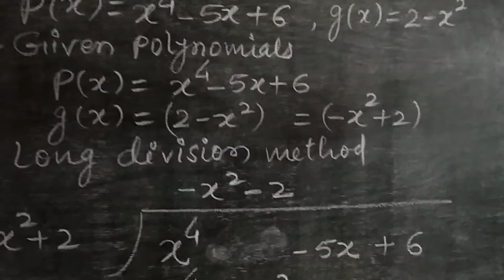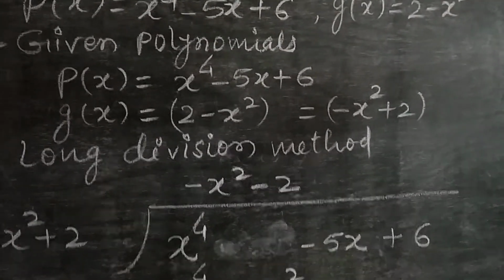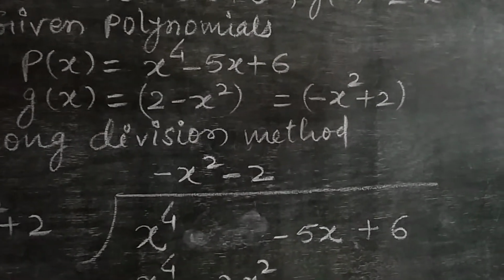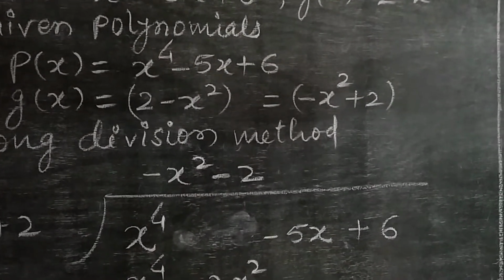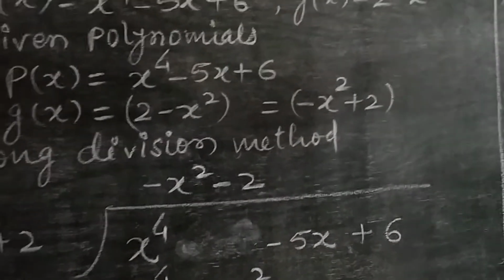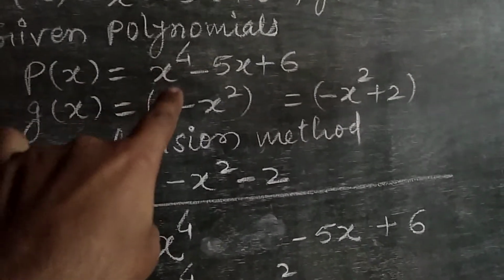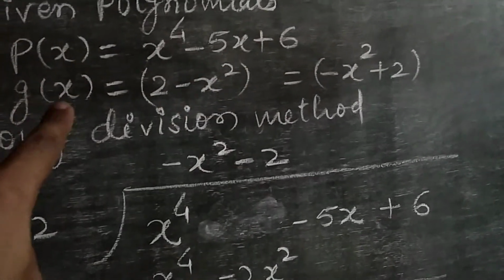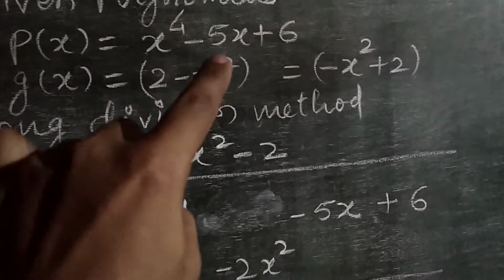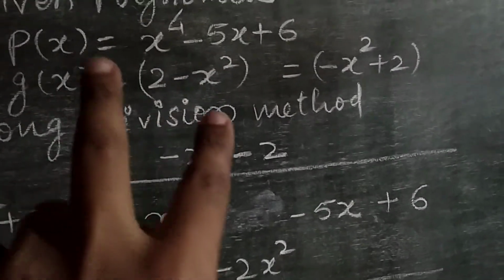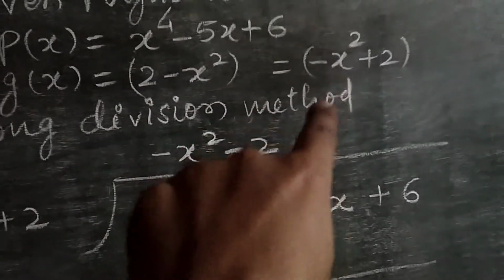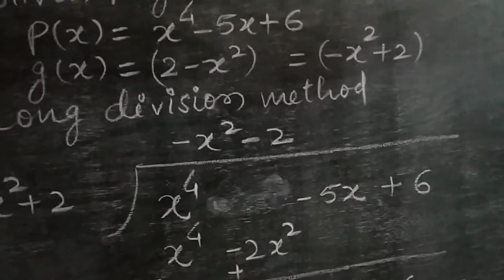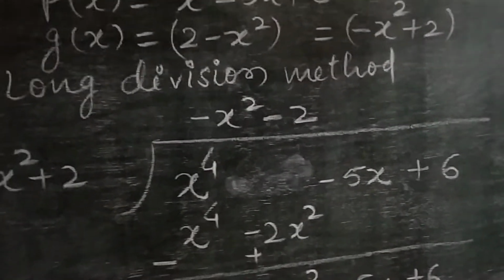P of x equal to x to the power 4 minus 5x plus 6, and g of x equal to 2 minus x square. So when we want to divide a polynomial by another polynomial, polynomials should be in the standard form, that is in the decreasing power of x. Now look here, P of x is in the decreasing power of x. But g of x, 2 minus x square, is not in the decreasing power of x. So we will rearrange it as minus x square plus 2. Now it is in the standard form. Now we can apply the long division method.